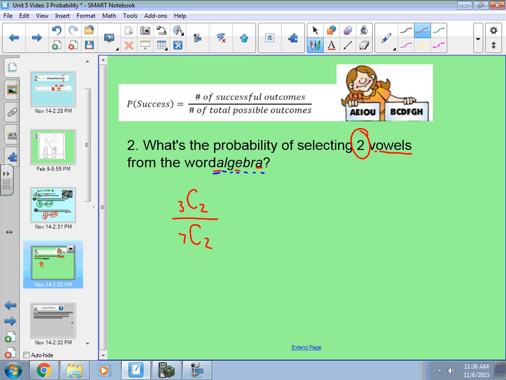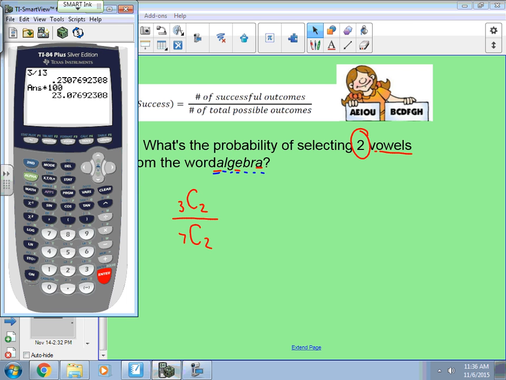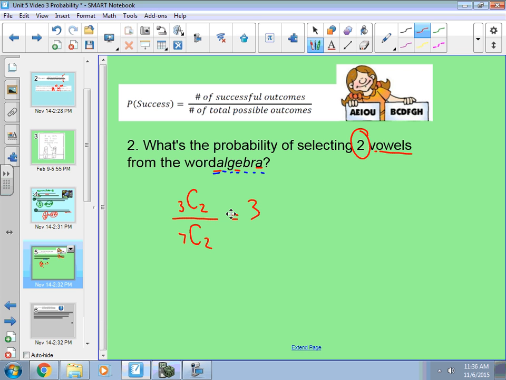So to find this probability, we're going to have to figure out what both of these are equal to. We looked at how to do these on your calculator and with the formula. Calculator is probably easier, so hit 3, find your combination in your probability menu, and 2. There are 3 different ways we could choose 2 vowels in this word. One way would be selecting these 2, another way would be selecting these 2, and a third way would be selecting the first and last one.